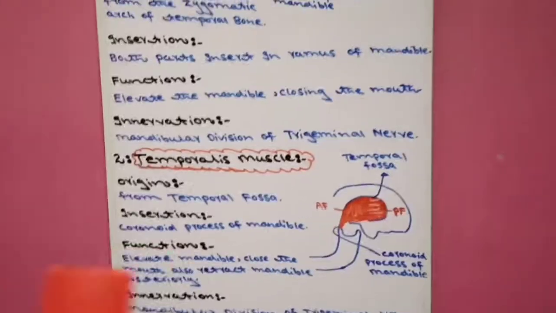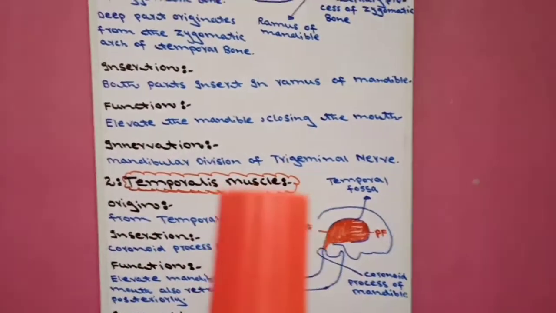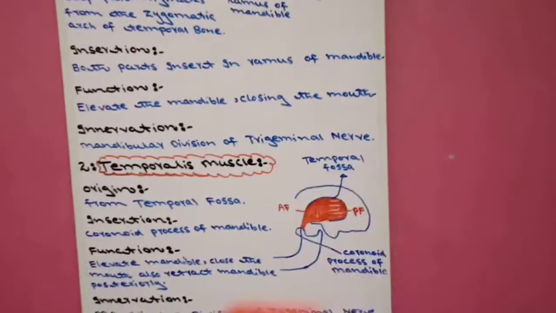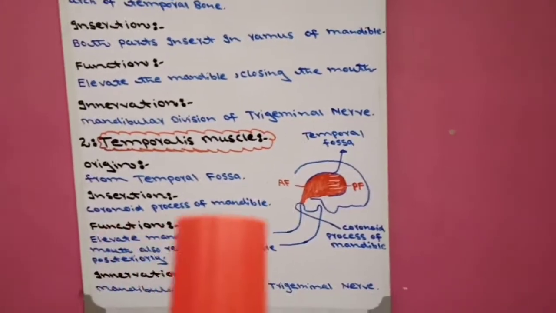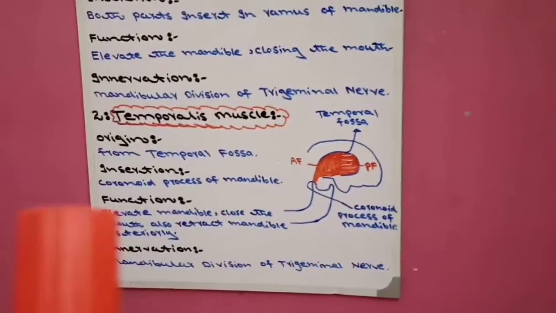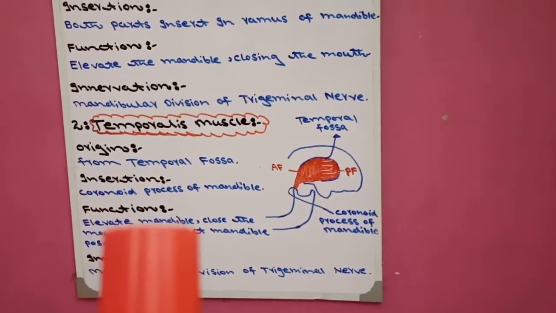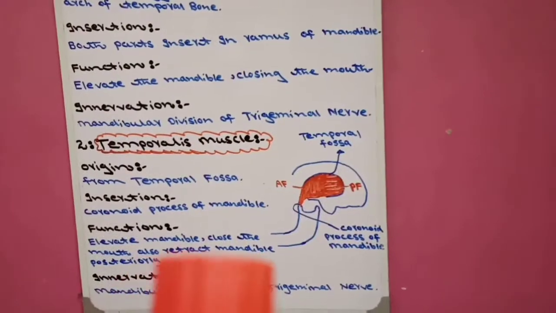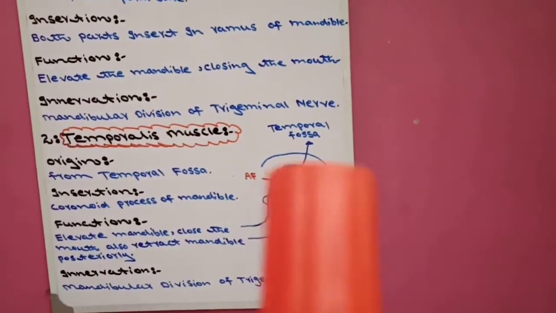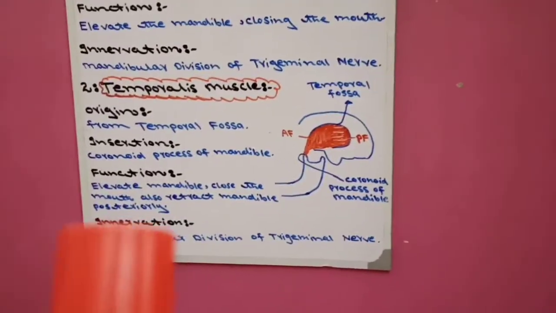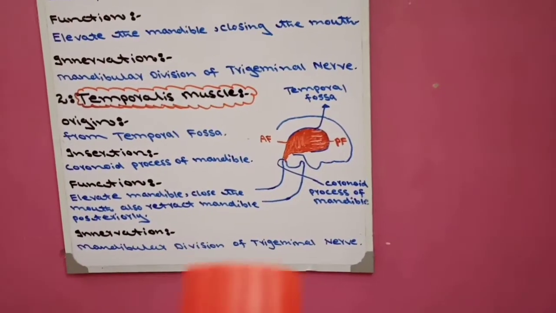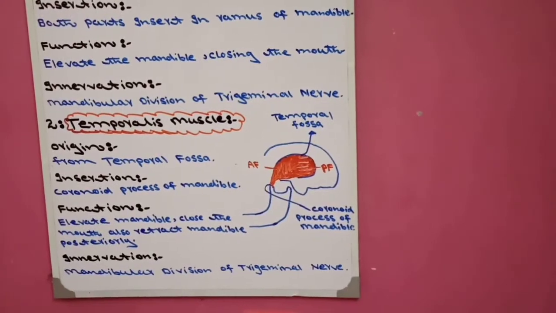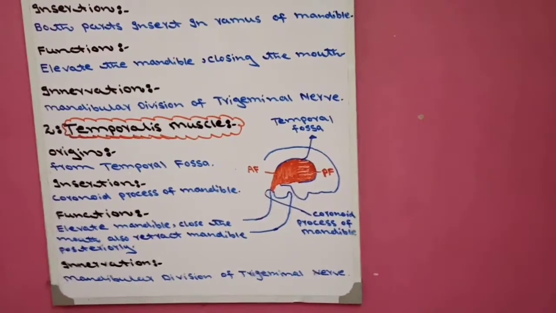Now, temporalis muscle originates from temporal fossa. This is temporal fossa. Insertion on coronoid process of mandible. Function: elevate the mandible, close the mouth by anterior fibers. Also retract mandible posteriorly by posterior fibers. Innervation through mandibular division of trigeminal nerve. Why? Because it also inserts in mandible.